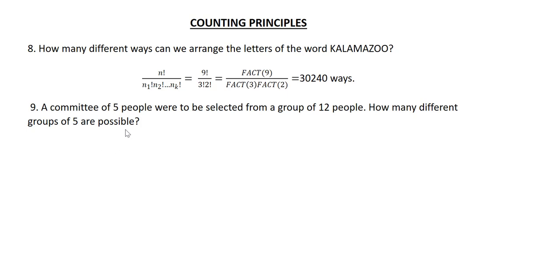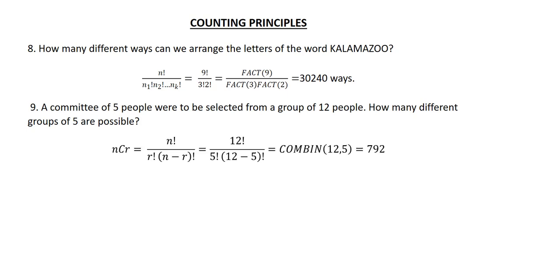How many different groups of 5 are possible? So in this case, we are going to be using combination, because anytime we select 5 people, it doesn't really matter what order, they are the same 5 people. My N in this case is 12 and my R is 5. Again, if I use Excel, I just need to go into any cell in Excel and type combin, and then N in the first position and R in the second position. And it returns for me 792 in this case.